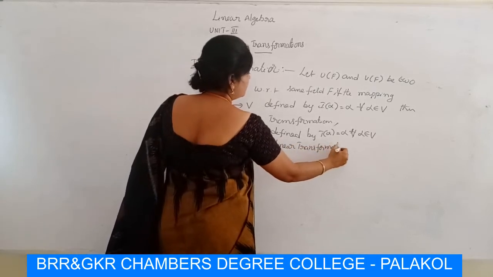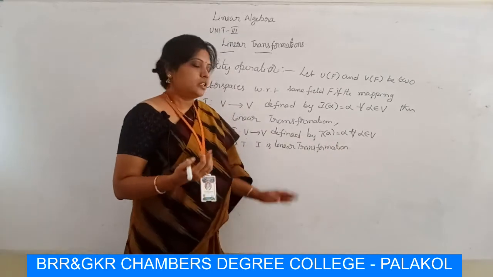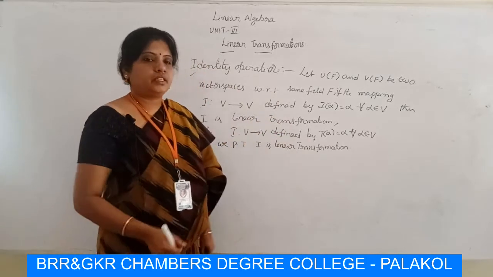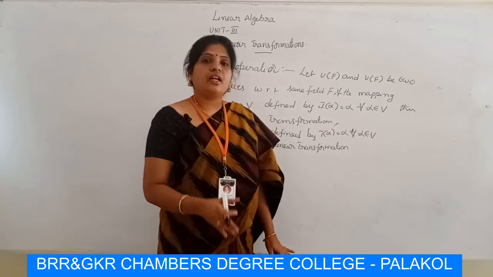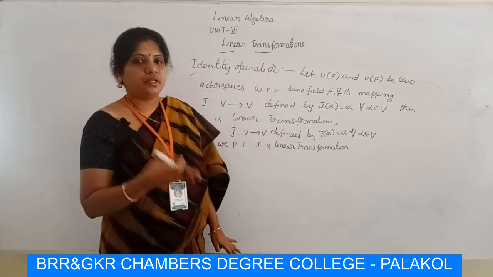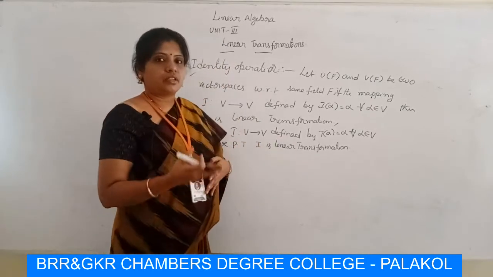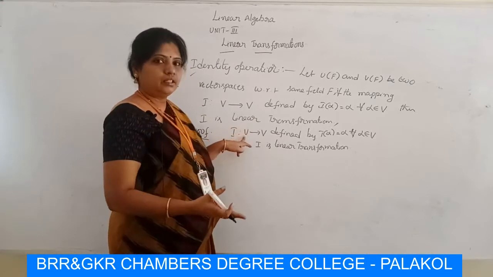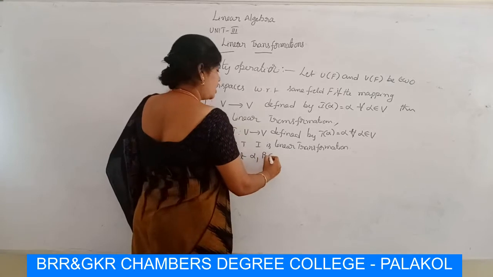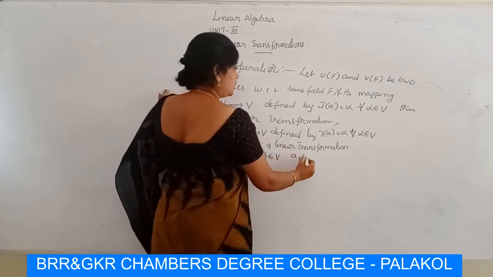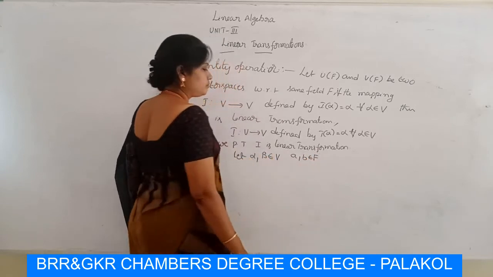What is the definition of a linear transformation? Dear students, the definition of a linear transformation is T of A alpha plus B beta is equal to A into T of alpha plus B into T of beta. So here we take two elements alpha, beta in V, and the scalars A, B belongs to F.